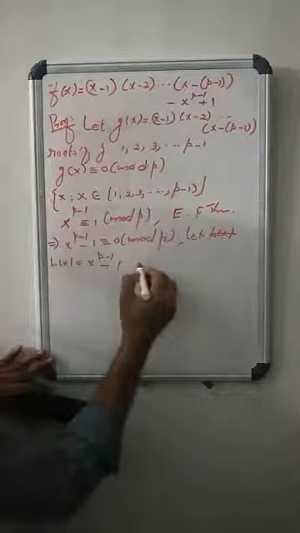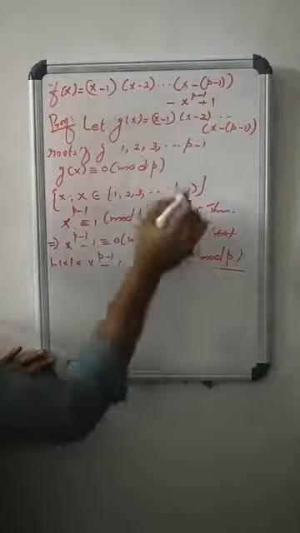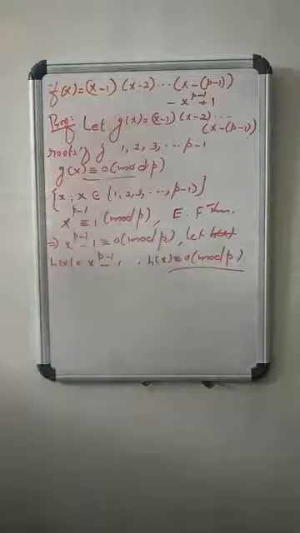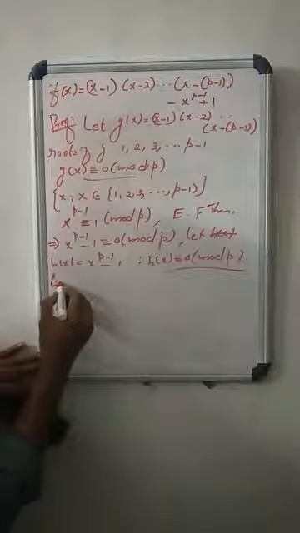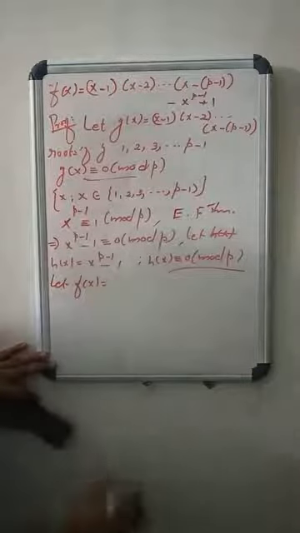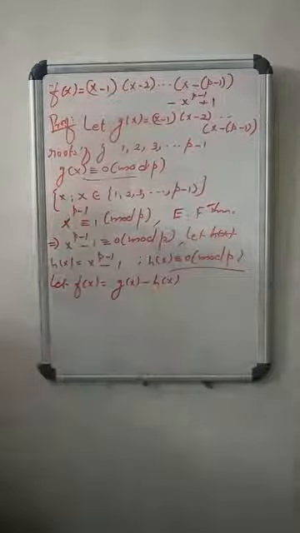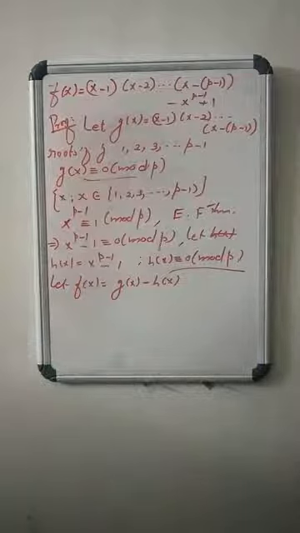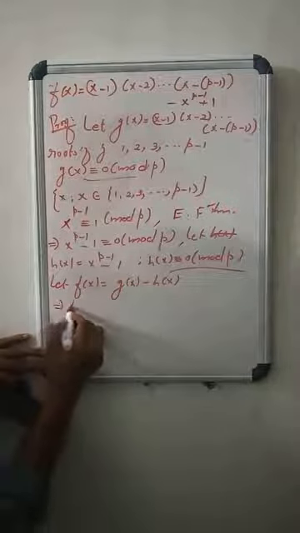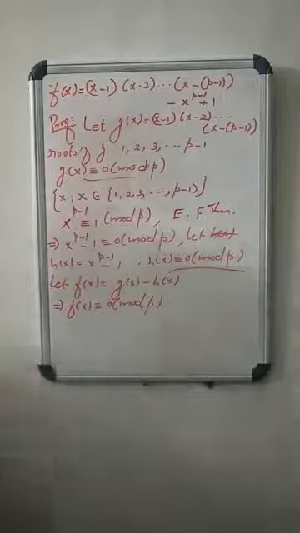So what do you get from here? You have h of x congruent to 0 mod p. Agreed. Here g of x congruent to 0 mod p and h of x also congruent to 0 mod p. So now consider f of x. Let f of x equals g of x minus h of x. What is g of x? g of x is congruent to 0 mod p and h of x is also congruent to 0 mod p. So g of x minus h of x is also congruent to 0 mod p. That means f of x congruent to 0 mod p.